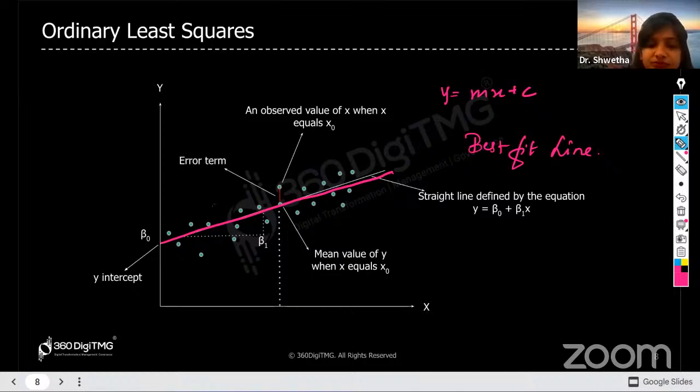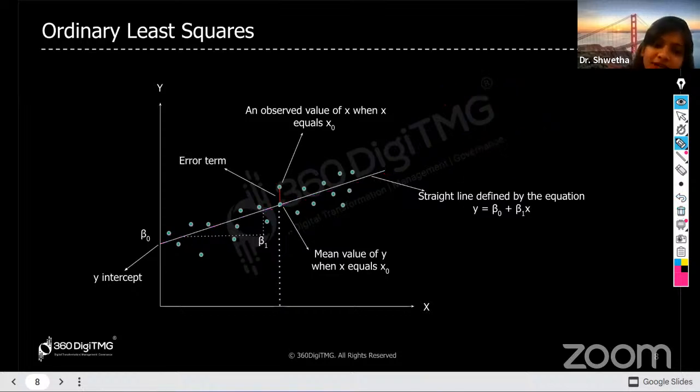Now this is our best fit line. How can we tell that this is our best fit line? There might be many line equations which can be found by the model. But which line would give us the best fit? How is this found out? The best fit line is found out by the error term.